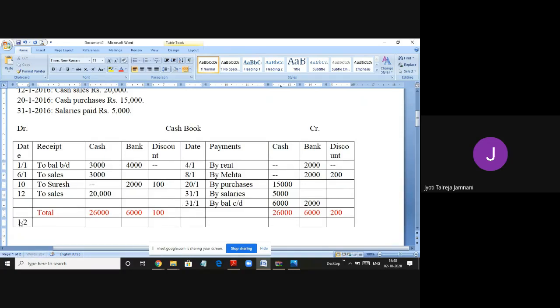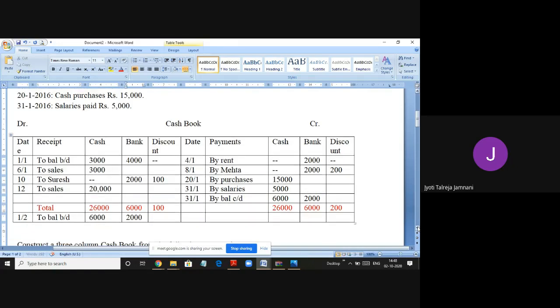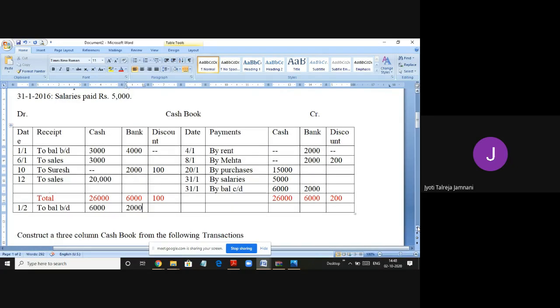And on the next line, we will write 1st February, to balance brought down, the same amount that we are carrying down, that is 6,000 and 2,000. So from here below, if February data was given, I would have started the cash book for February. They've asked you to do it for January, and this is how we actually solve cash book problems.